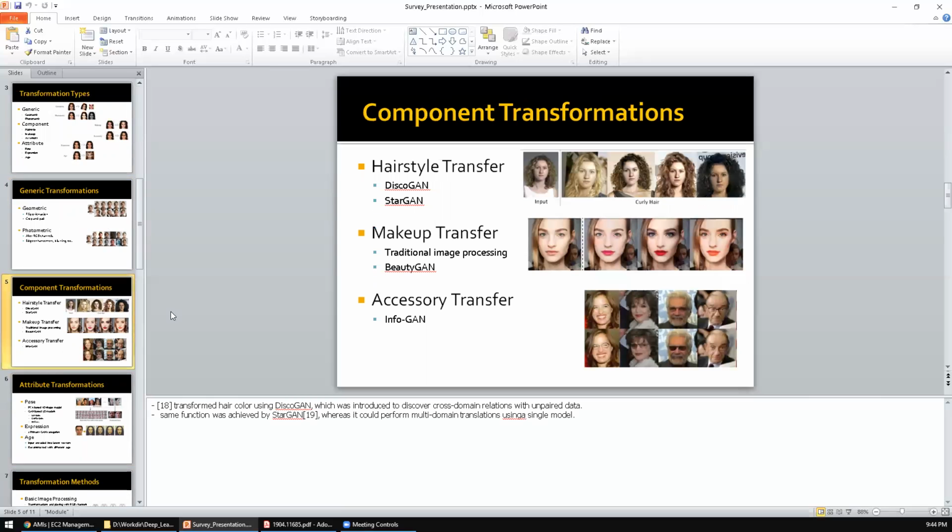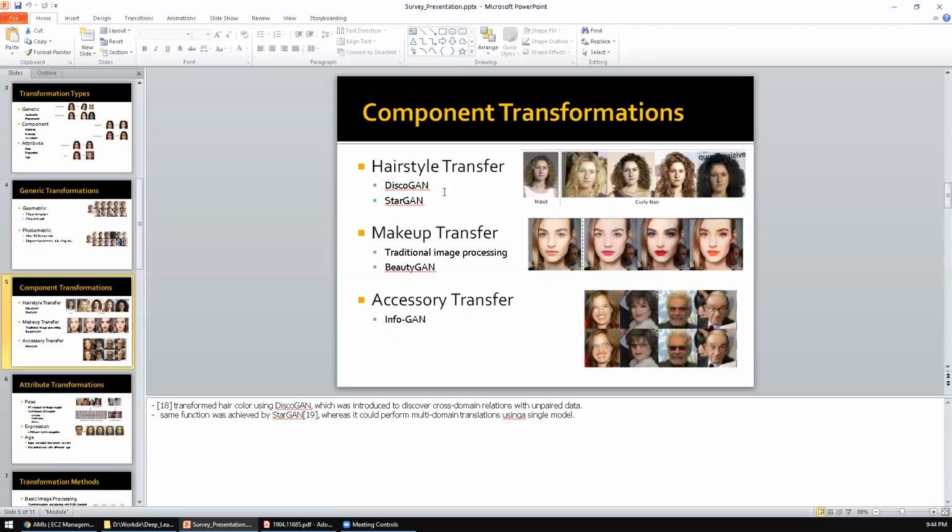The next is the component transformation. This is the hairstyle transfer, makeup transfer, accessory transfer. So hairstyle transfer is having an input image and taking somebody's hair that potentially looks like them or not.